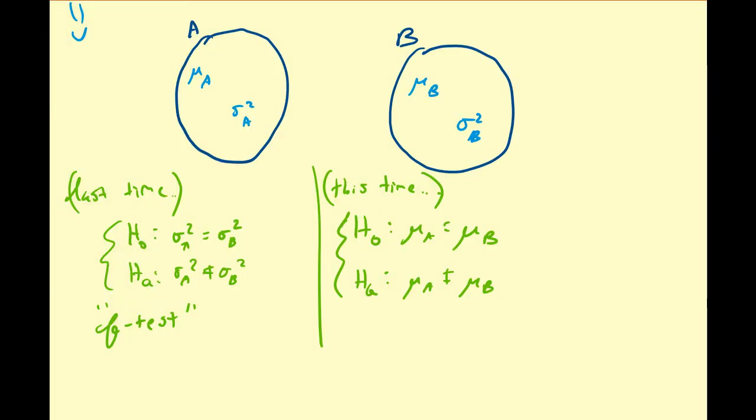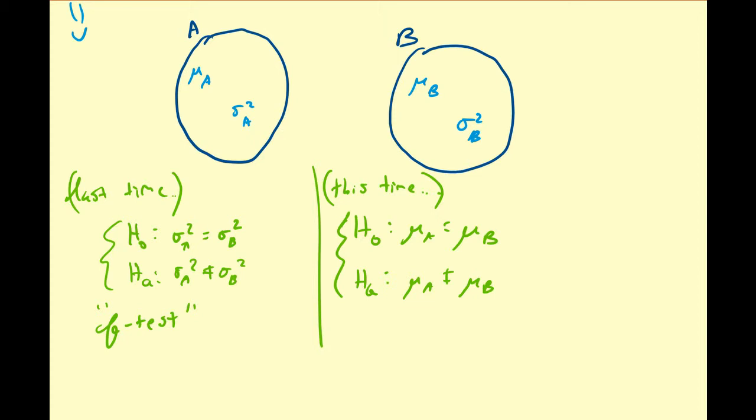Hello there. In the last video, we talked about the variation between two different populations by taking two independent samples from population A, population B, looking at the variances of each of those samples, and testing whether those sample variances were significantly different from one another, to imply that the variation between the populations themselves are significantly different from one another. We called this test the Fisher test, or simply the F test.